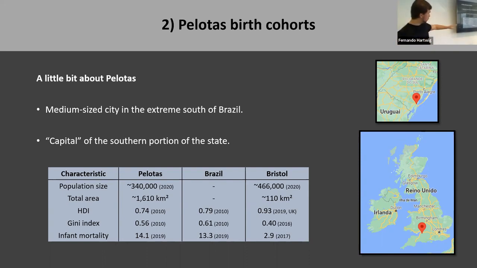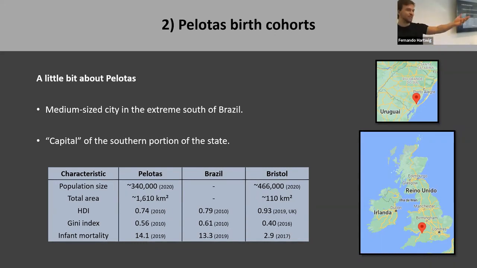And what I want to show with this table is a comparison between Pelotas, Brazil, and Bristol, just to provide some context and for you to understand Pelotas a little bit better. So in terms of population size, Pelotas is smaller than Bristol, but the total area is much bigger. Pelotas is a very big city in terms of area. The rural area of Pelotas is massive.